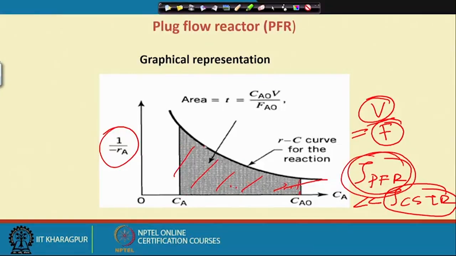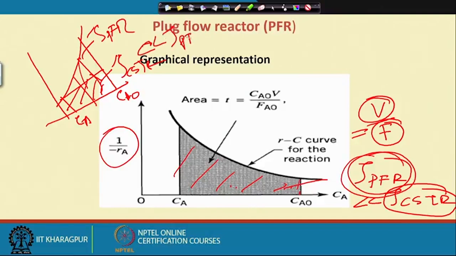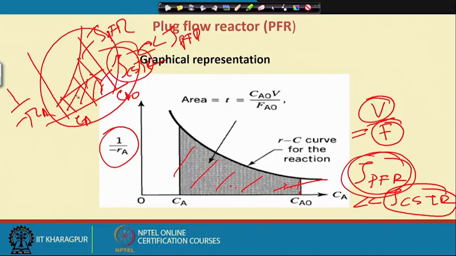So if the correlation is like this, our choice will be the plug flow reactor. But if we have another type of correlation like this, then if you look at CA0 and CA, the area under this curve is tau CSTR, but the area under this curve will be tau plug flow reactor. Now, this tau CSTR is much less than tau plug flow reactor. So if you have a correlation like this of 1 by minus RA versus CA, our choice will be the CSTR.